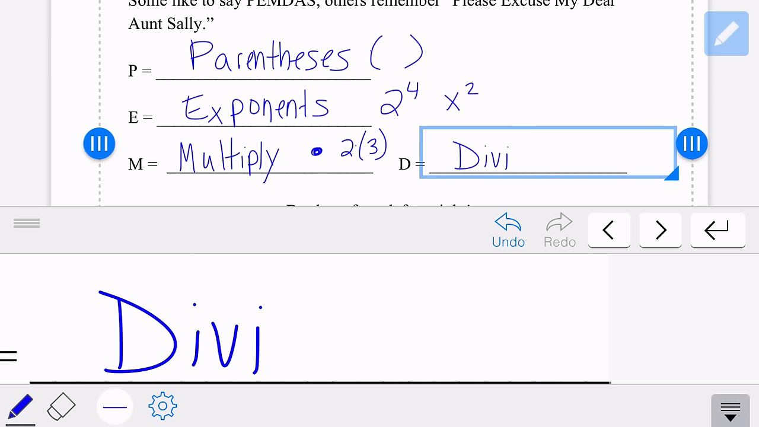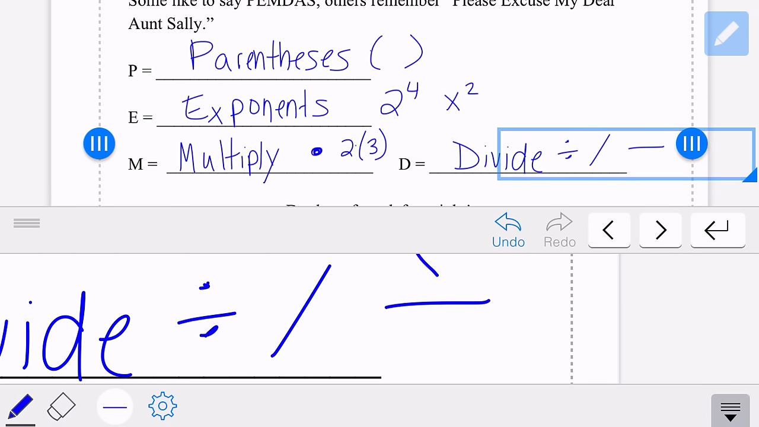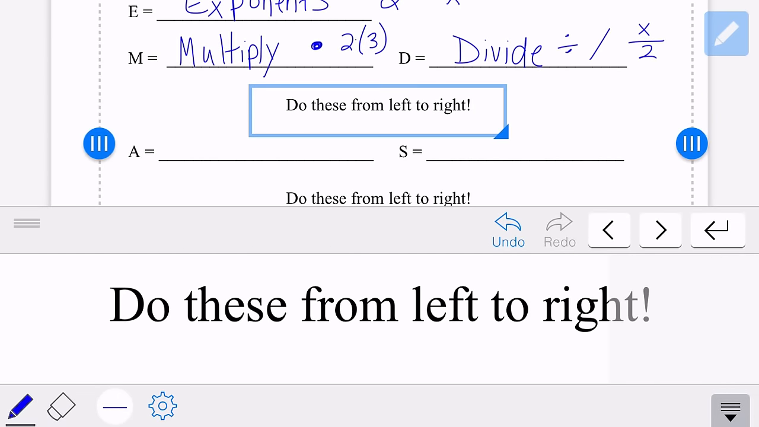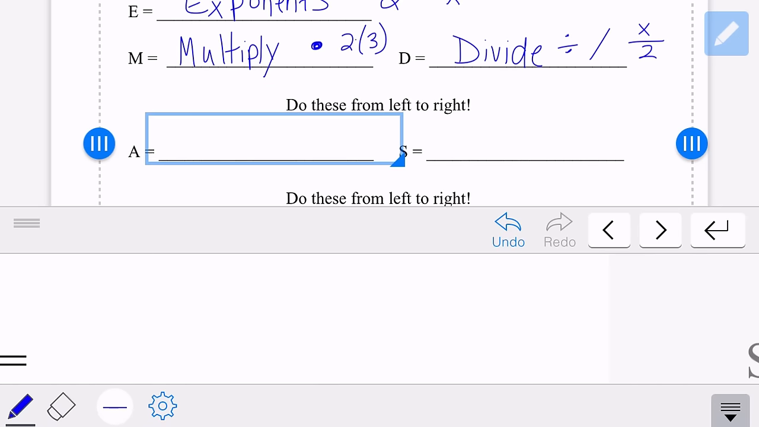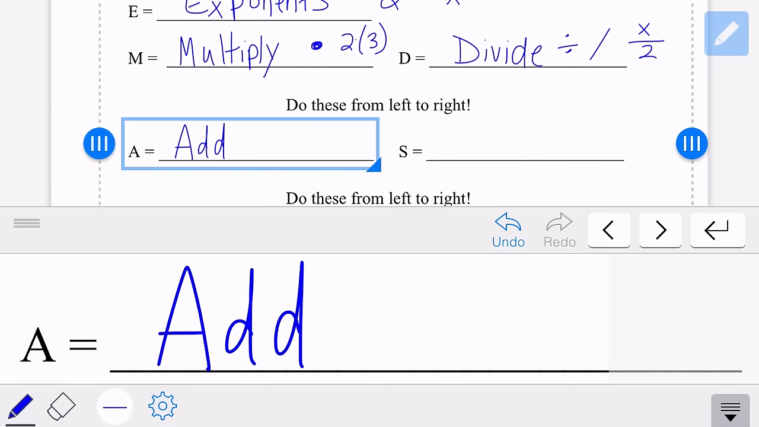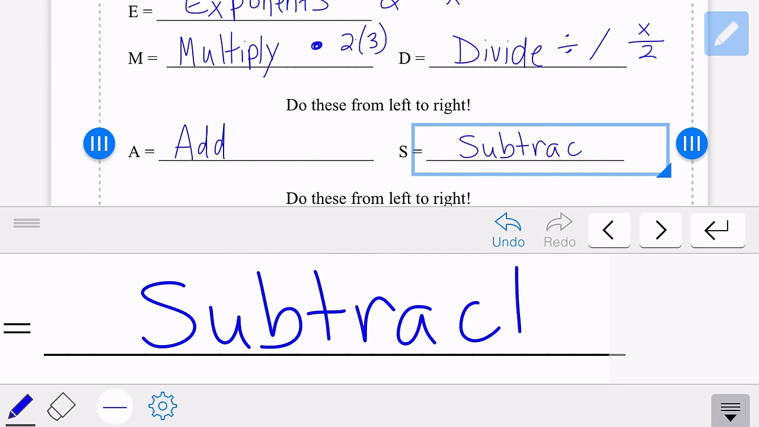And then we've got to divide. So you've got your normal division symbol. Remember, we've got that slash bar. And then also if you have a fraction, so if you have like x over 2, that's division. Recognize all of those things as division. Make sure you're doing these from left to right as well. Don't forget that. Multiply and divide are on the same level. Same with add and subtract. That's your A and your S. Those happen from left to right, but add and subtract should be the last two things that you handle.